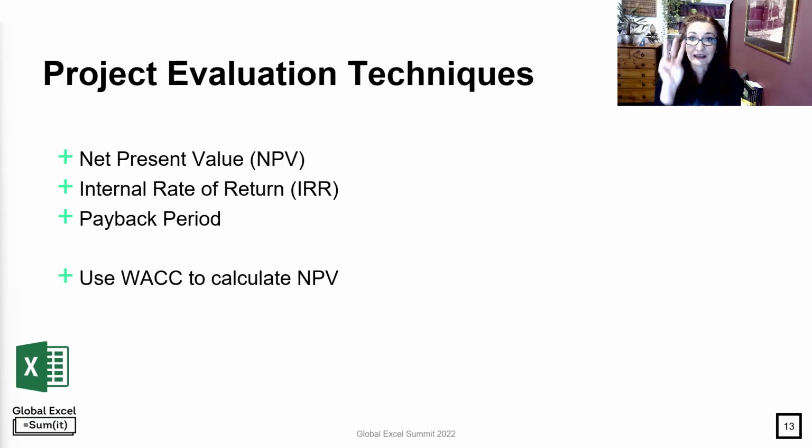So the three measures of any project, of a business case, are typically going to be your NPV, your IRR, and your payback period. In order to calculate your NPV, you'll need to know what the discount rate is, what your cost of funds is, and so you may need to calculate the WACC in order to come up with the NPV.